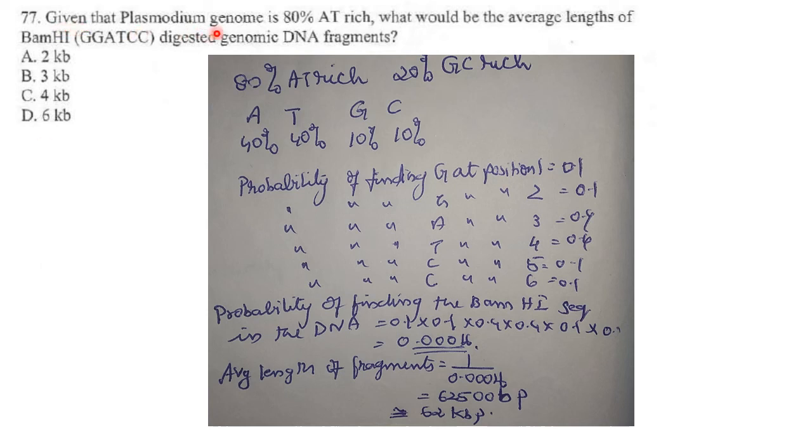Then given that Plasmodium genome is 80% AT rich, what would be the average length of BamHI digested genomic DNA fragments? Now it is 80% AT rich, means it is 20% GC. Okay, I made a mistake over there. So 20% GC. So AT will be 40% each and GC will be 10% each, or you can say it is 0.4, 0.4 and 0.1, 0.1.